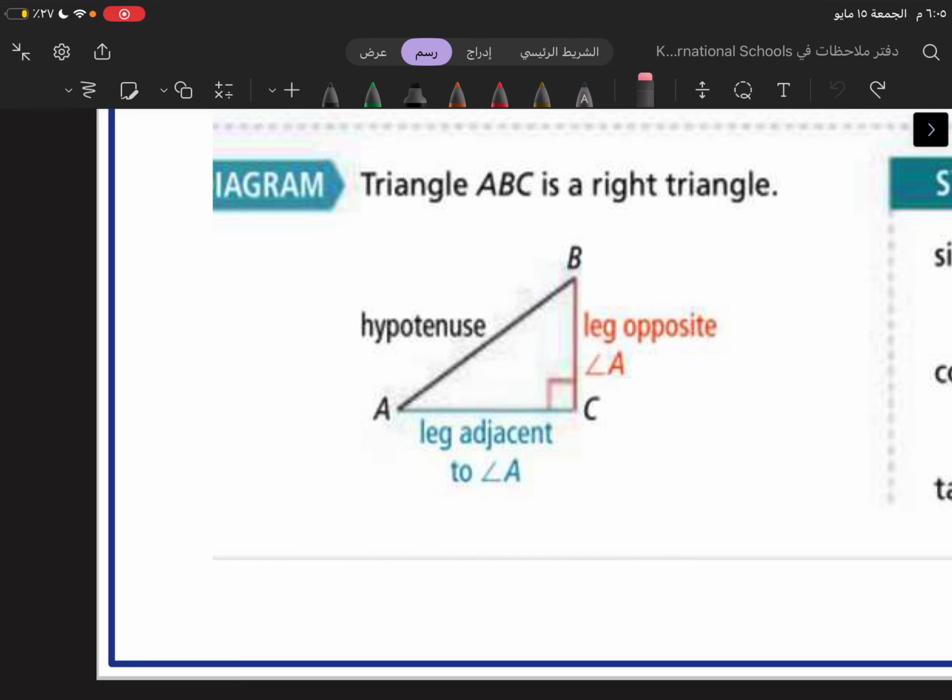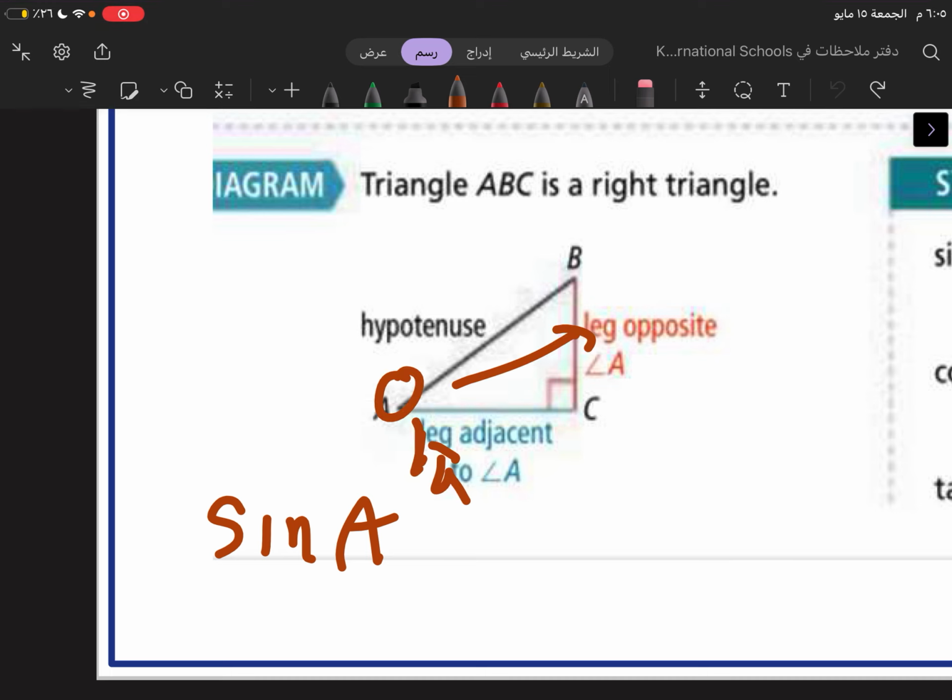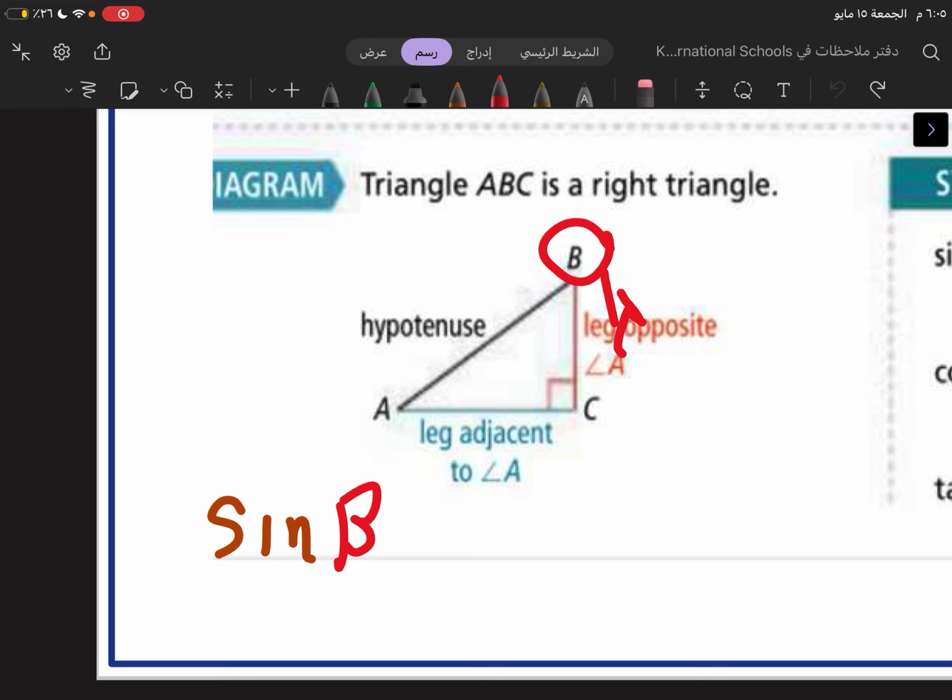So where is the matter here? The angle. You have to stand on the angle that he needs you. For example, sine A, you have to stand here and see the opposite, see the adjacent. If he asks you about sine for angle B, you have to go to the angle B and stand here. Okay, and this is the opposite now, and this is the adjacent. Very important, my dear student.